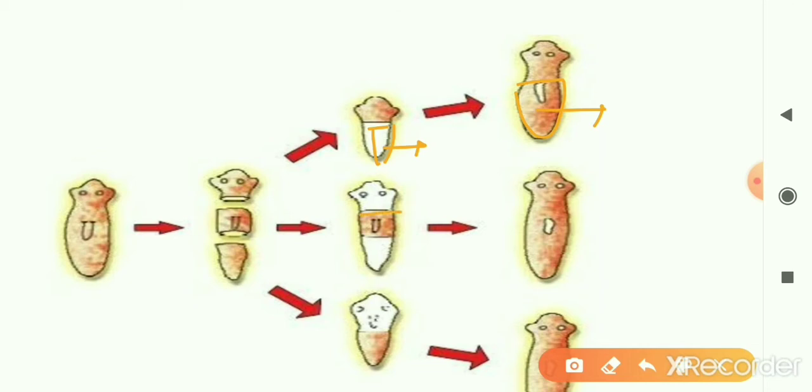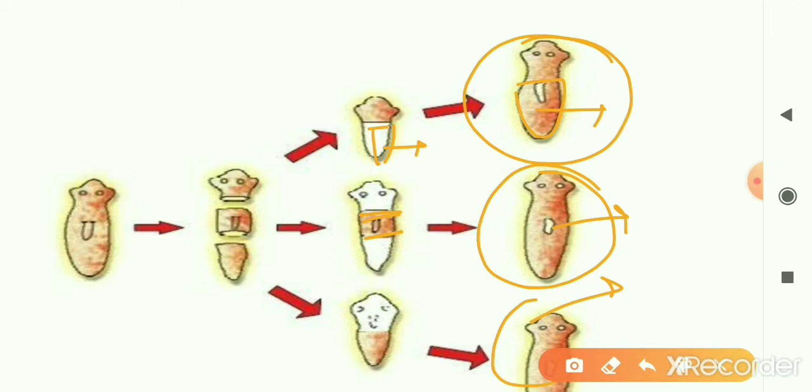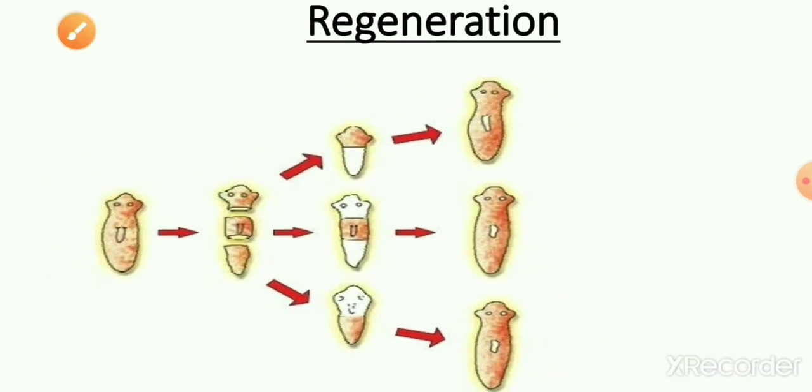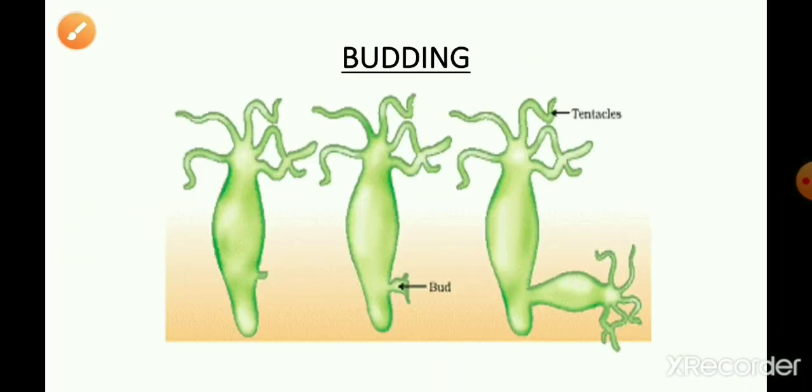So from each piece into which the planaria has been cut, a complete individual is formed. And here it is not just continuous cell division which is giving rise to an individual. It's cell division occurring, and then that mass of cells that is formed differentiates, and after differentiation you find a complete individual formed. So in case of planaria, this reproduction occurs in this way.